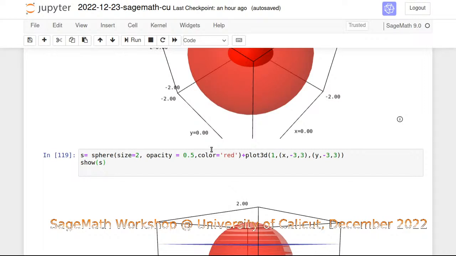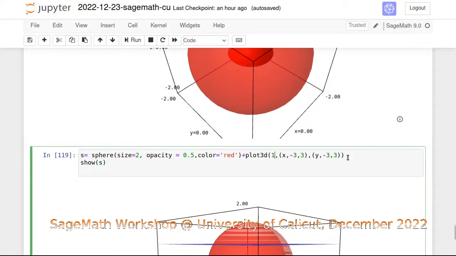For plane, you have written only 1. Sorry? For plane, parallel to xy axis, xy plane.